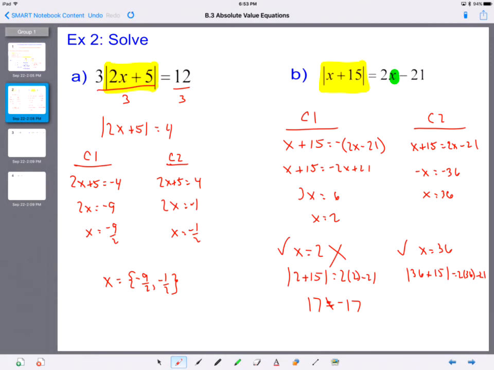So we will get the absolute value of 51, which is 51. 2 times 36 is 72. 72 minus 21 would be 51. So there we go, it works. So our only answer on this one is x equals 36.